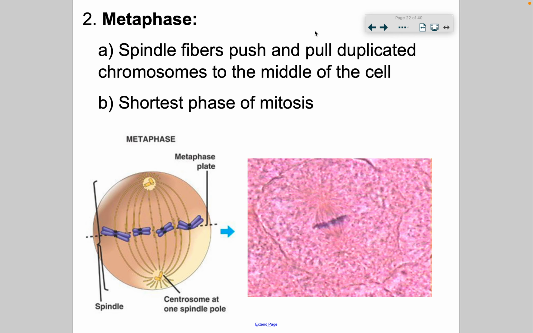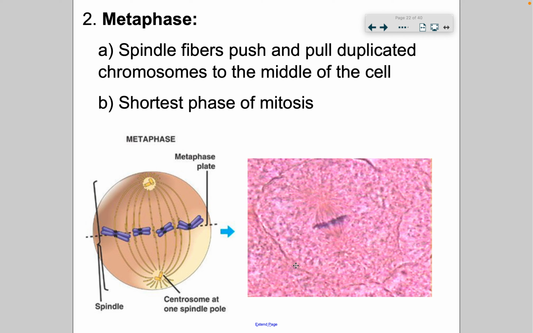After prophase, we have metaphase. And this is where our spindle fibers have attached to the chromosomes, and they're going to maneuver them and line them up down the middle of the cell. This is the shortest phase of mitosis. So metaphase, middle. That's how I remember metaphase. Chromosomes are in the middle of the cell.